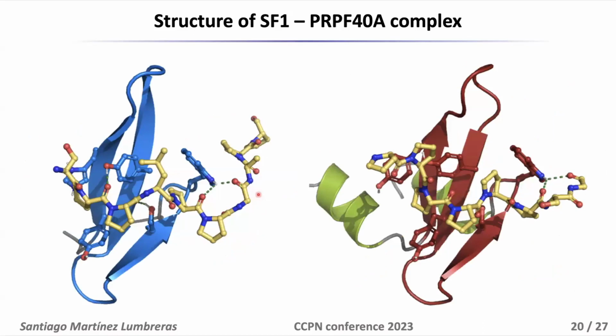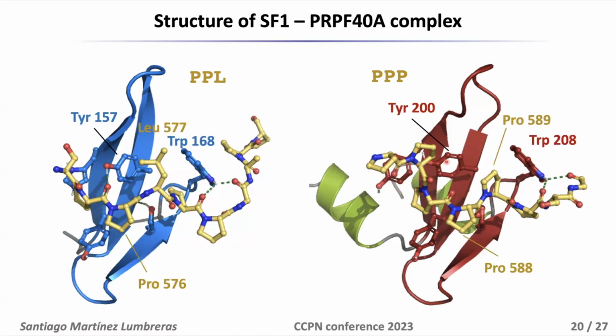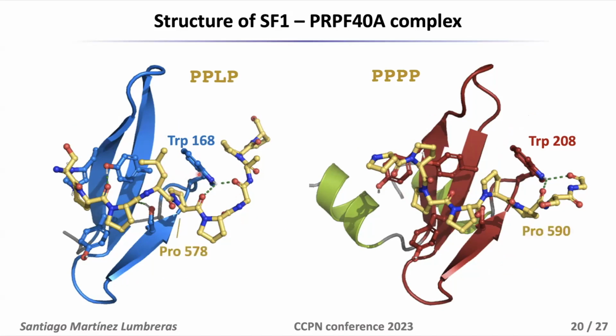At the beginning, we thought that the binding for both domains is the canonical one, because it follows the canonical binding of a WW domain. We have one proline inserted in the hydrophobic core of the WW domain with these three aromatic residues. The second proline is sticking out, solvent exposed. Then the third position is different between both domains. We have a leucine and a proline, both inserted in another hydrophobic groove. And then we have the last residue, this proline, which is stacking together with the tryptophan.